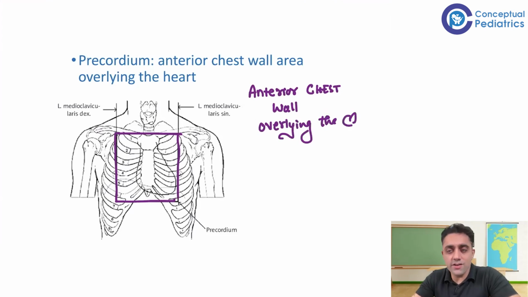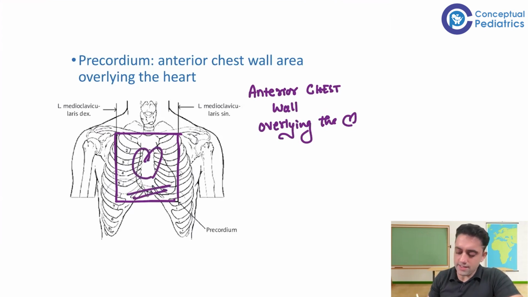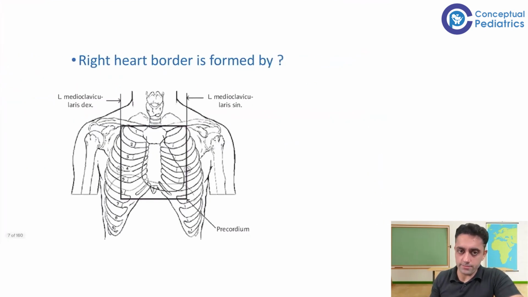In cardiology, everything revolves around the heart, so around the precordium. Simple one-liner question: what is precordium? It is the anterior chest wall overlying the heart. जहाँ पे दिल है, वो वाला हिस्सा, that part is known as precordium.